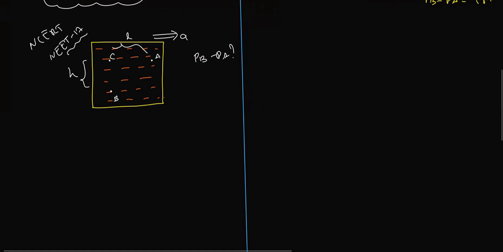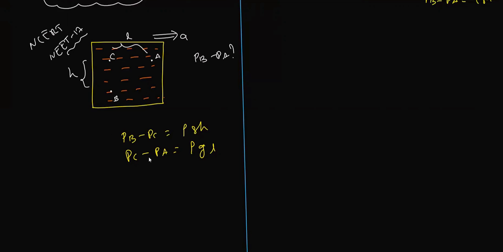See, since this fellow is accelerating in this direction, you can tell that PC is greater than PA. So PC minus PA equals rho, which we can write here as rho G L, the length. If you observe these two, with the depth, this fellow is higher, no? PB minus PC, what can we write? PB minus PC equals rho G H, which we can write here.